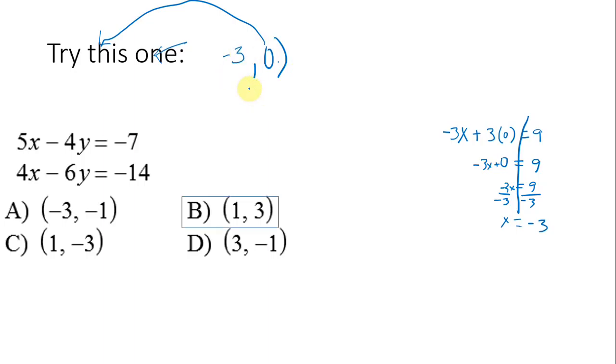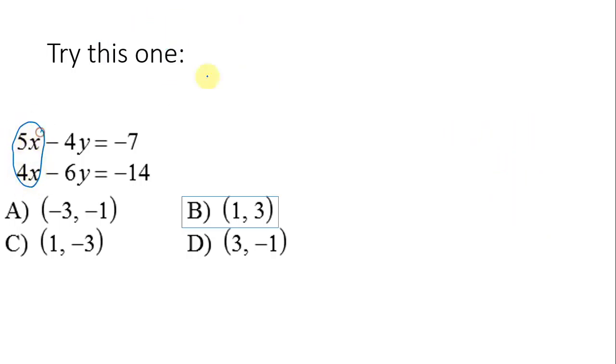The correct answer is answer choice B. Some of these annotations didn't go away from the last slide. I don't know why. But for this one, we're going to do the exact same thing. We're going to take our equation, and we're going to pick a variable to eliminate. Here, I'll eliminate the x's. I could have picked the y's, and it wouldn't have made any difference.